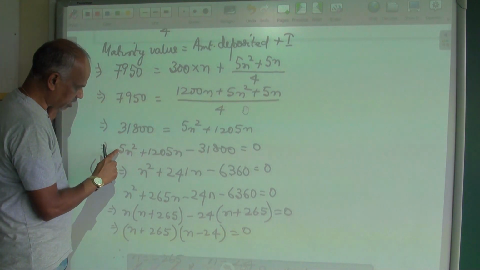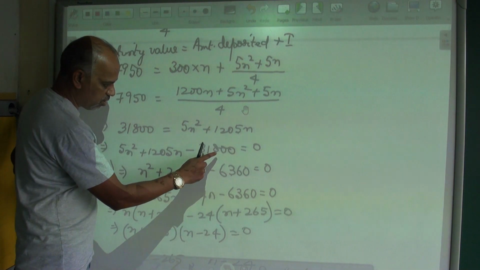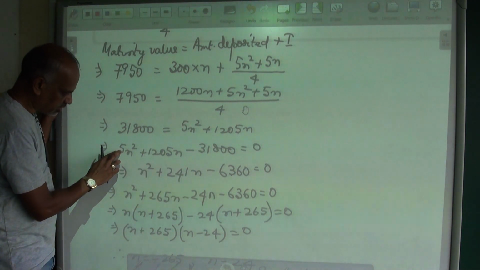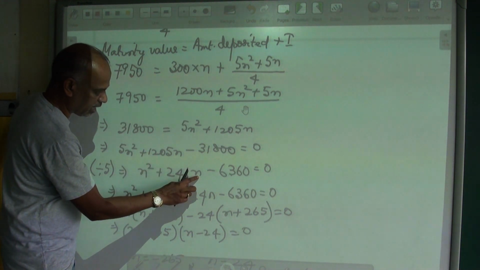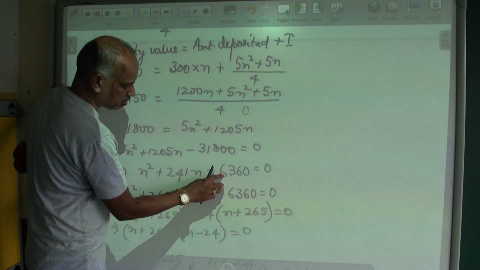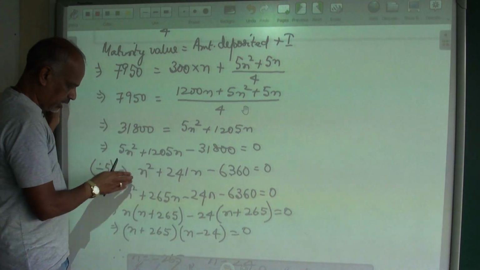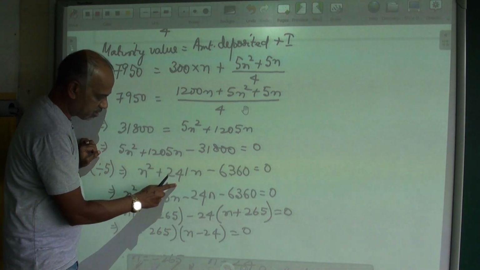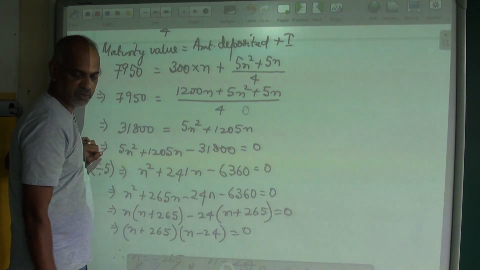Now look at the numbers here. There is a 5, 1205 and 31800. All three of them can be divided by 5. So divide by 5, and 5n squared becomes n squared, this becomes 241n, and minus 6360 is equal to 0. Now this is your quadratic equation. Middle term is 241 and the product is 6360.